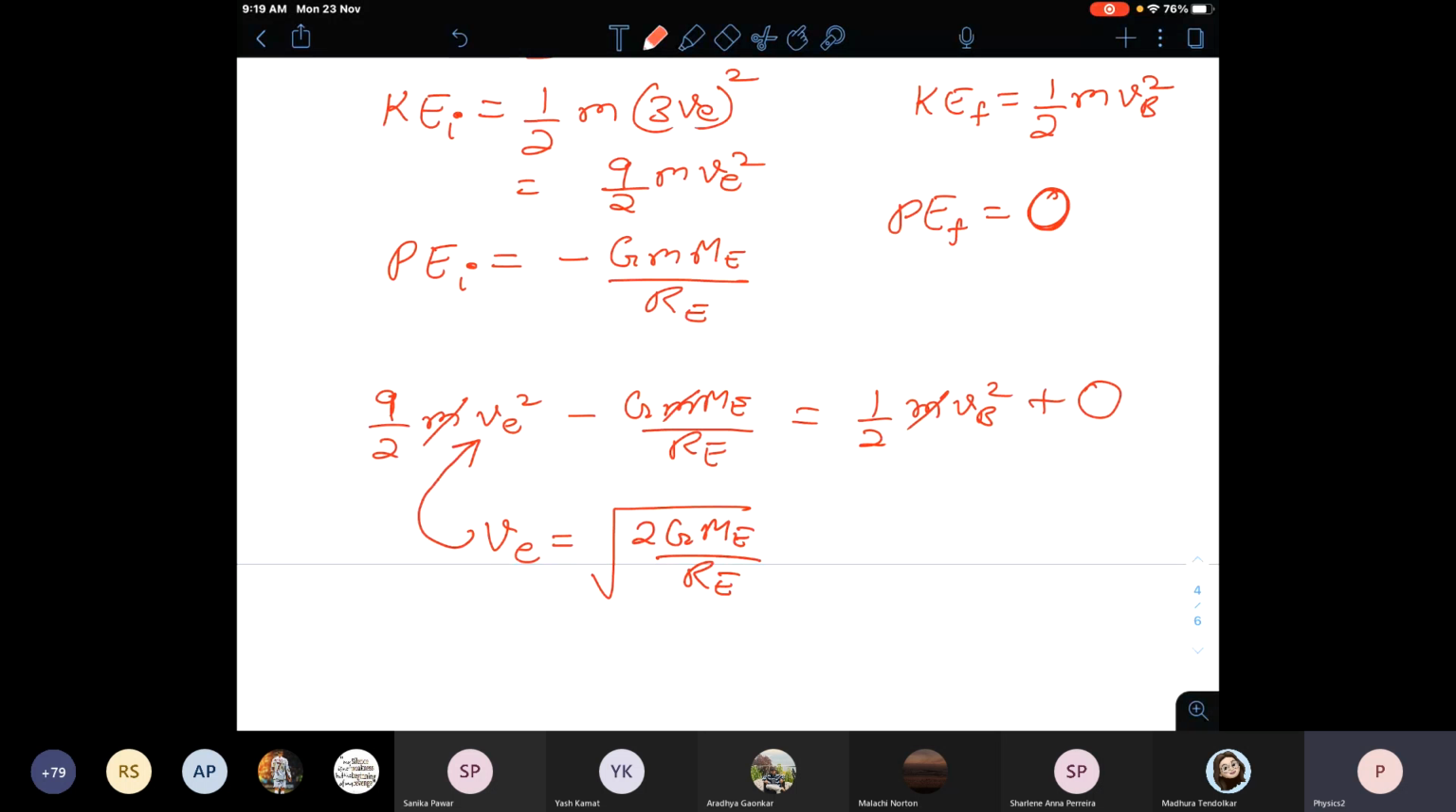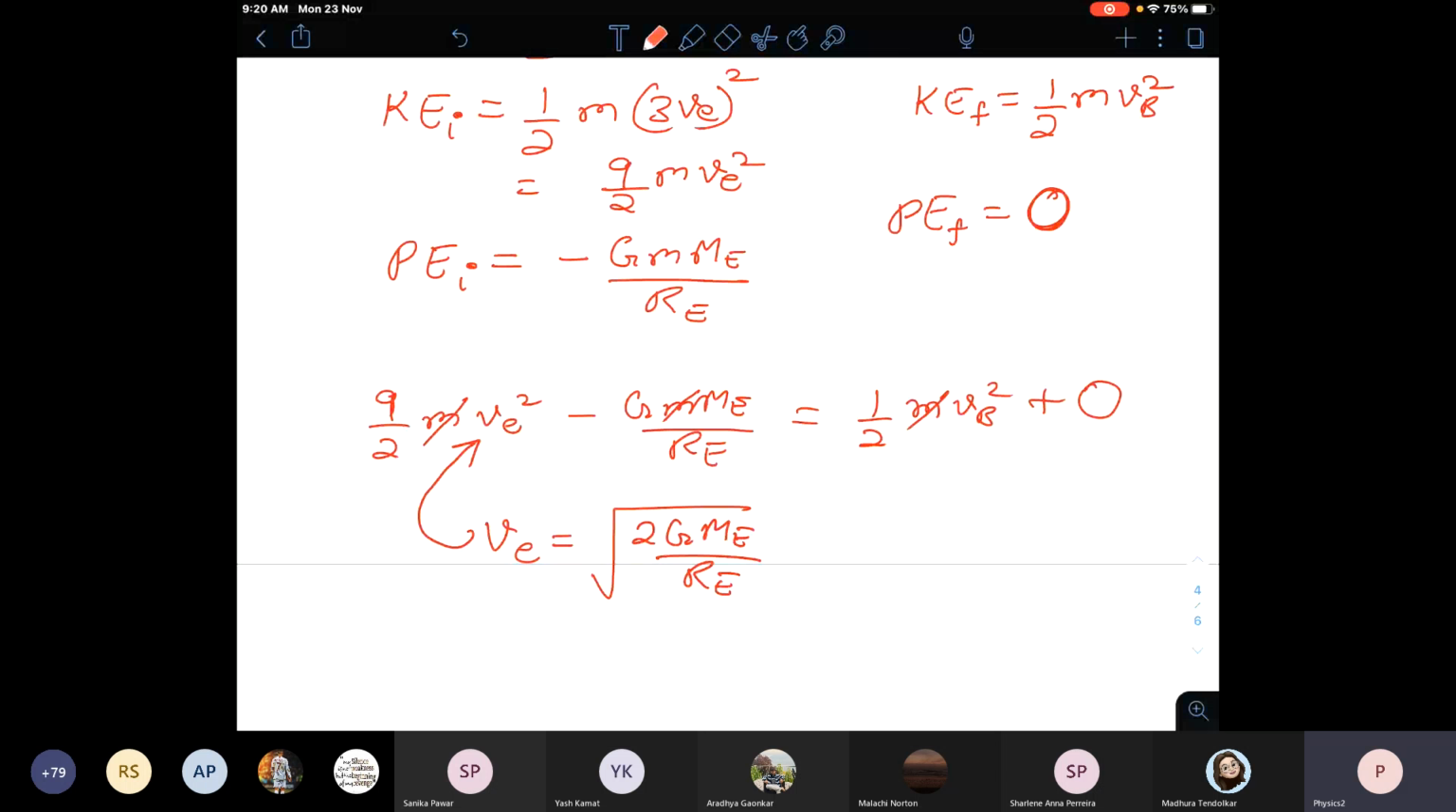You know this formula is valid. That is why they are saying that the velocity is 3 times escape velocity. They have given you a reference to write the velocity. 11.2 kilometers per second is the escape velocity. So 3 times that, 33.6 kilometers per second, is the speed which I have given. So that is why I am replacing this over here.